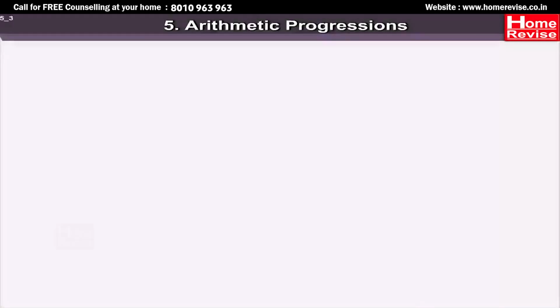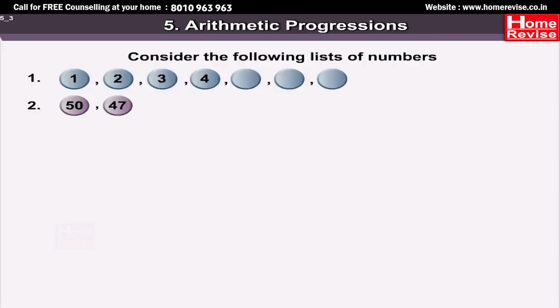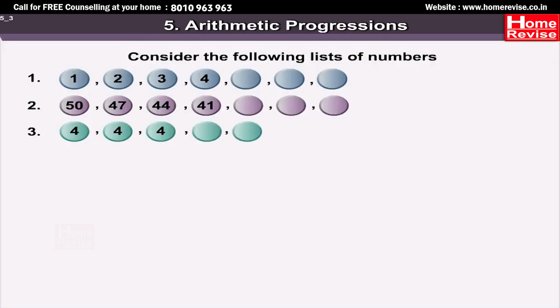Consider the following lists of numbers. 1: 1, 2, 3, 4, and so on. 2: 50, 47, 44, 41, and so on. 3: 4, 4, 4, and so on. 4: 1.0, 1.5, 2.0, 2.5, and so on.